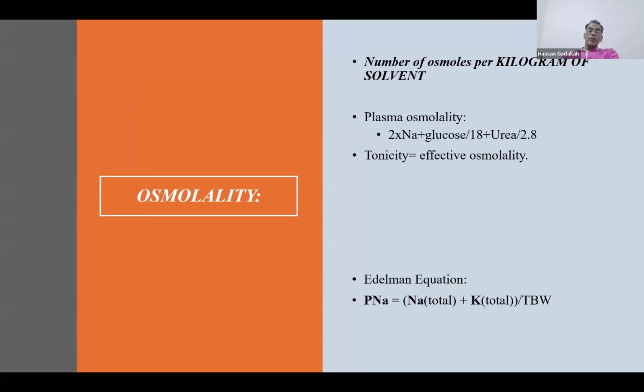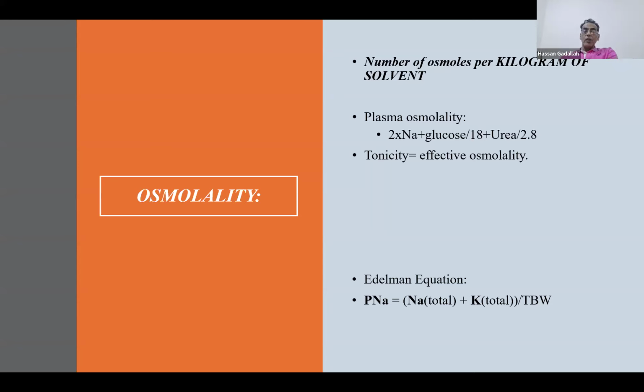This slide also, it's repeated, but just a reminder. Whenever sodium is concerned, we are going to talk about osmolality. And what is osmolality? Osmolality is the number of osmoles per kilogram of solvent. Number of osmoles, number of particles in a kilogram of solvent, and the plasma osmolality, which is normally around 275 to 285. It's measured, but it can be calculated as well.